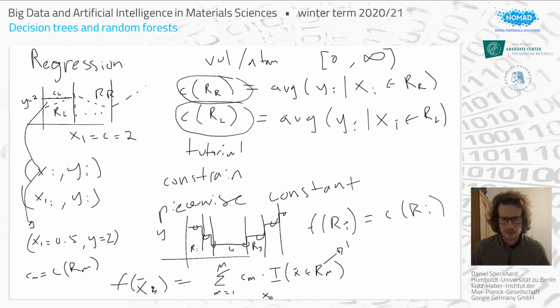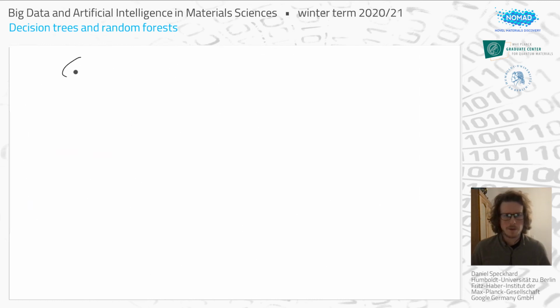So let's say x bar belongs to region 3. Then this function will be equal to c of 3. It'll be equal to this constant that we're estimating: all values that fall in this region are estimated as being equal to this constant. So that's great. What about our cost function now for regression?